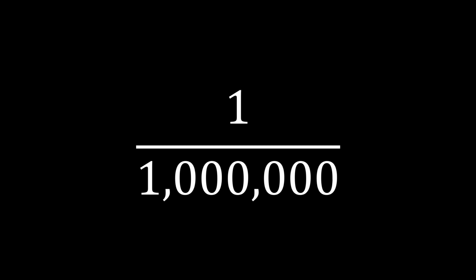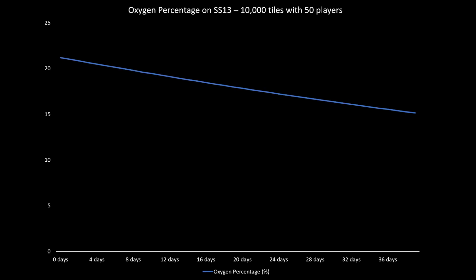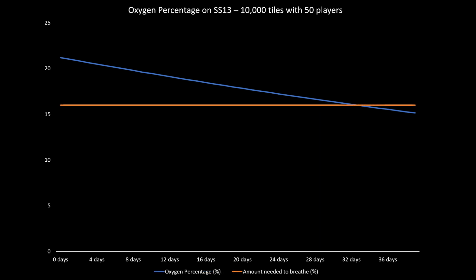So let's plot this. Y equals 21.2% for starting oxygen times (1 minus 0.8 divided by 1,000,000) raised to the power of x seconds divided by 8. Here's our plot. Now, if we draw a horizontal line at 16% and see where that intersects, that means that everyone on the station dies from lack of oxygen in approximately 33 days.